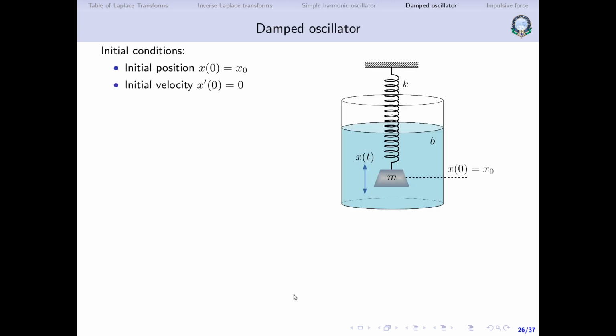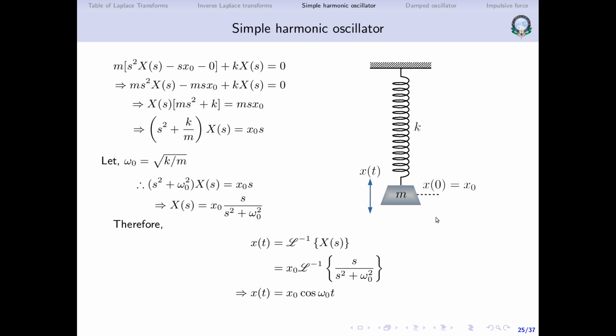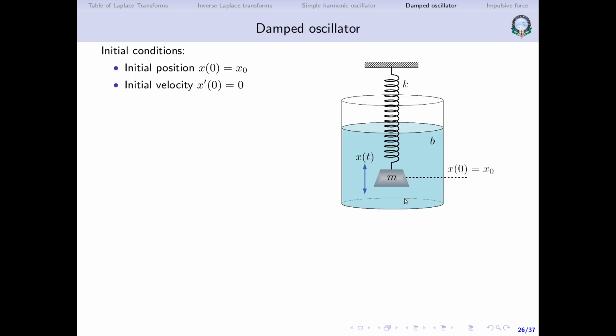Next, we'll go to a damped oscillator. We take the same setup as before, but instead of making it oscillate in air, we make it oscillate inside, let's say, some liquid. Now this liquid will have some damping constant B. Just like the spring constant was proportional to the position, in a similar way the damping constant will be proportional to the velocity of the particle.